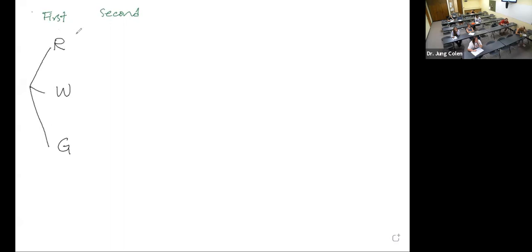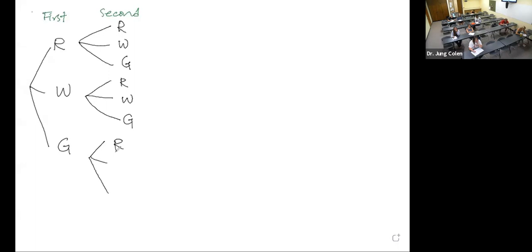We can use the branches. Then we replace them, we flip back. So for the second draw, what can I have? I can still have red, white, or green when I had red for the first draw, right? For my white ball on the first draw, I still can have red, white, green for my second draw. Same for the green ball on the first draw. I can still have red, white, and green for my second draw, right?